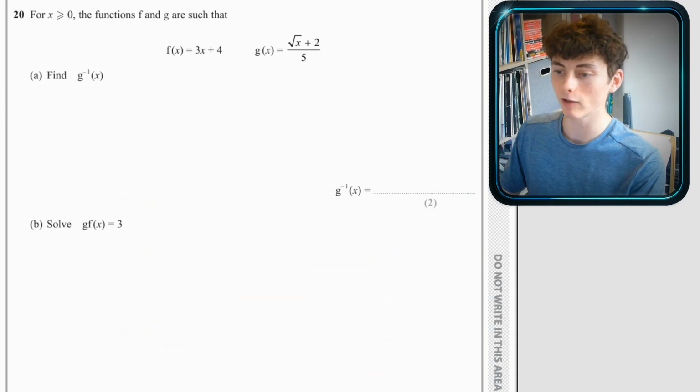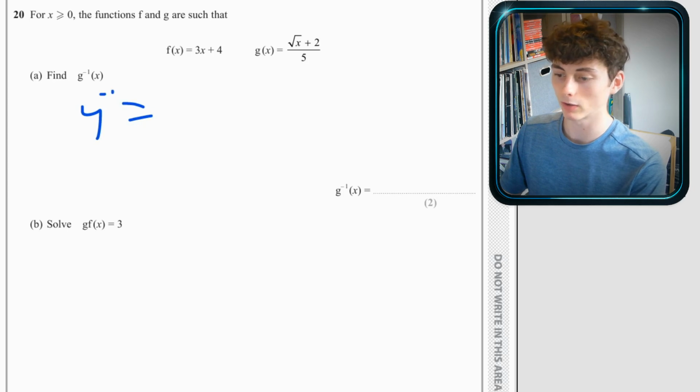Okay, so for x is greater than or equal to 0, the functions f and g are given such that... Okay, g to the minus 1 of x, so that's the inverse of g. This is quite a difficult question as well. I can guarantee you I got this one wrong back in 2023. So we can rewrite that as y to the minus 1 equals this function.